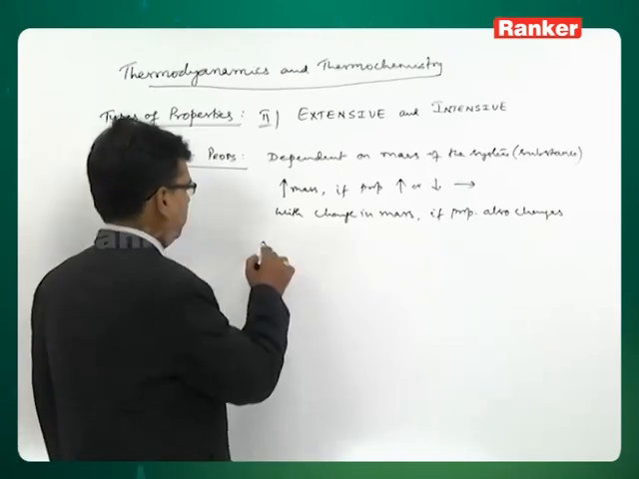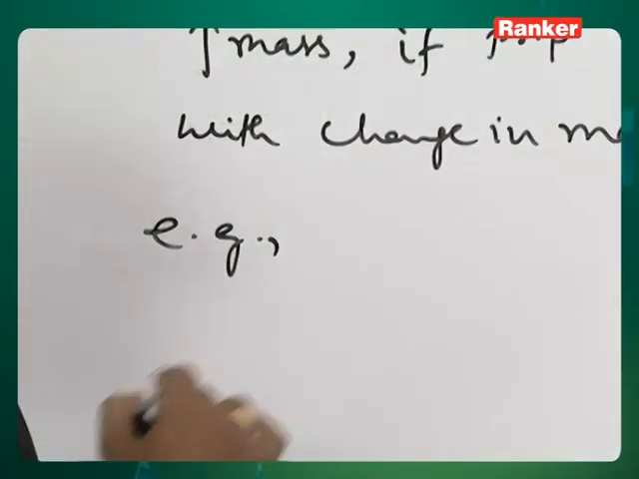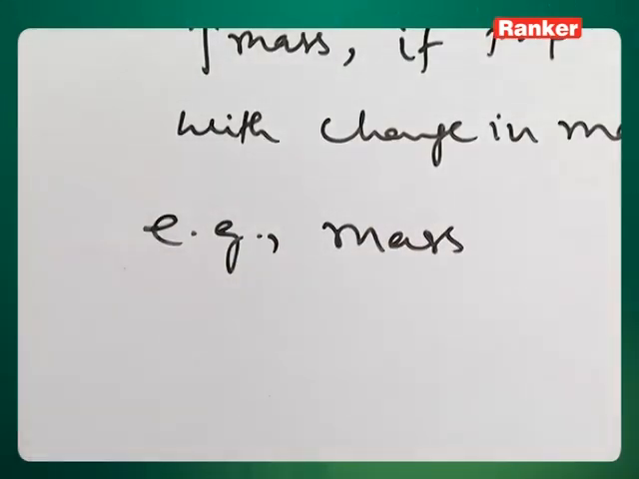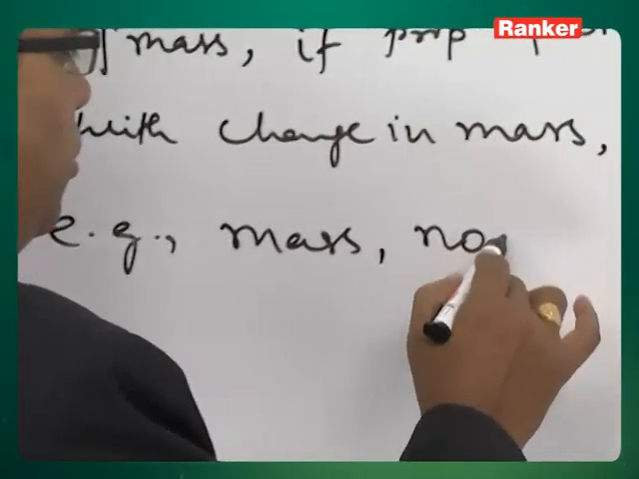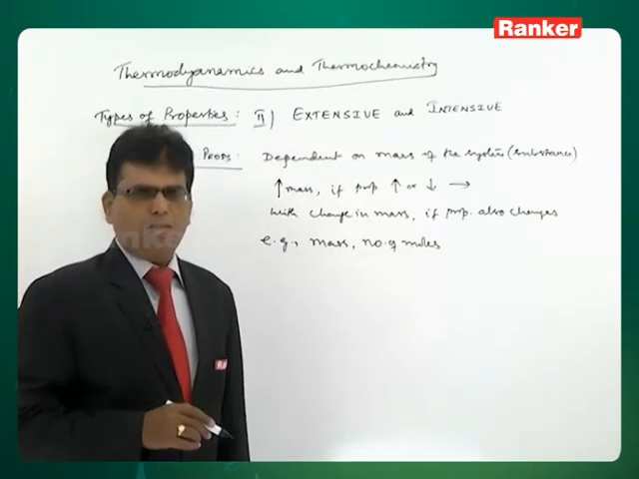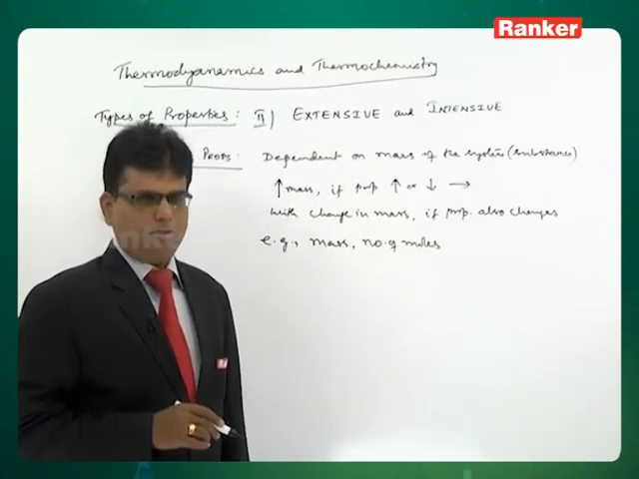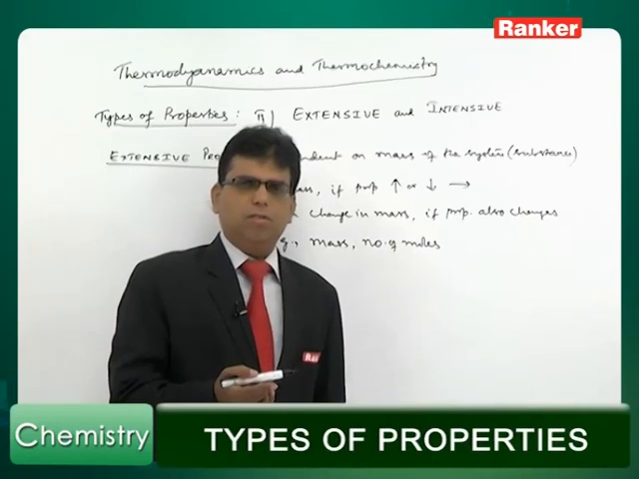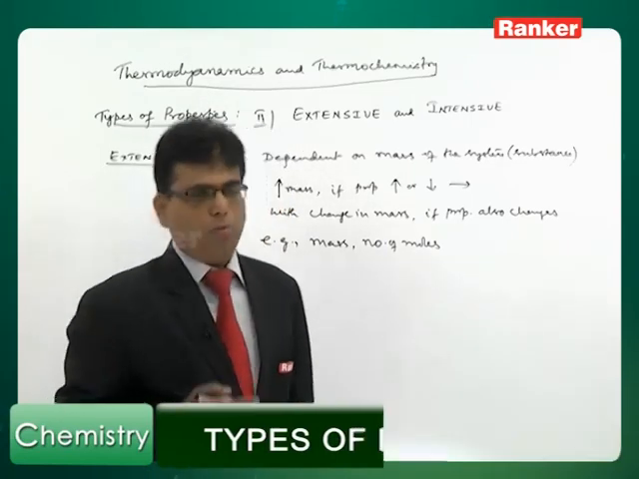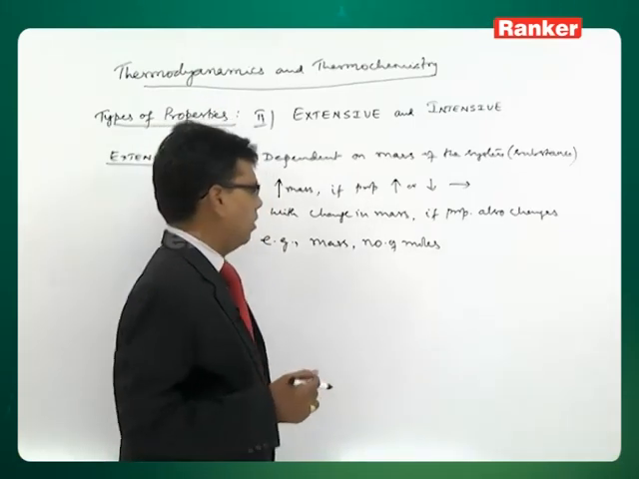For example, the mass itself is an extensive property, right. Then number of moles, with increase in mass, number of moles of substance also increases. 1 gram of hydrogen gas is half mole, 2 grams of hydrogen gas is 1 mole, like that.